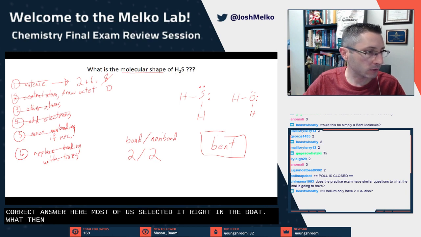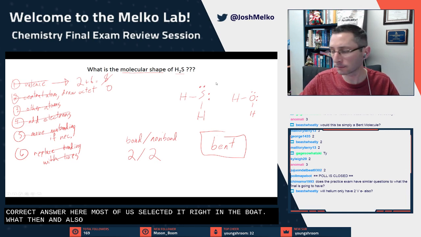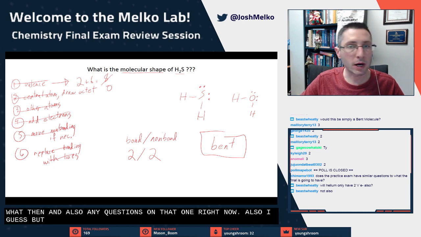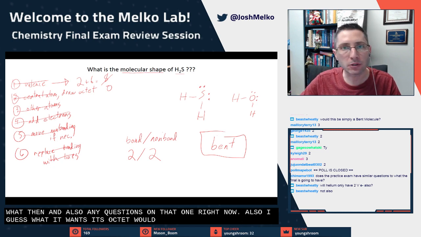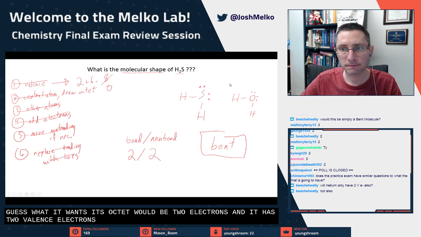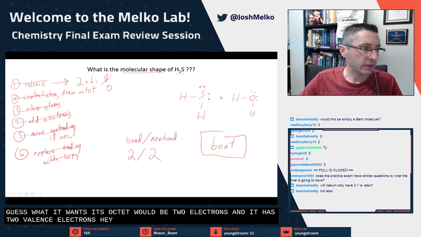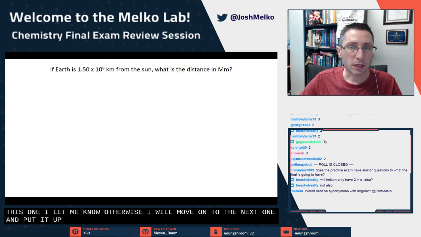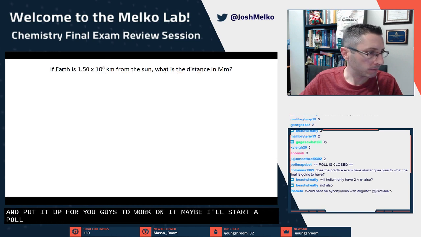Yeah, helium would only have 2 valence electrons also. Okay, any questions on that one? Right, not also, I guess, but its octet would be 2 electrons, and it has 2 valence electrons. Alright, so if you have any questions on this one, let me know. Otherwise, I will move on to the next one and put it up for you guys to work on, and maybe I'll start a poll.